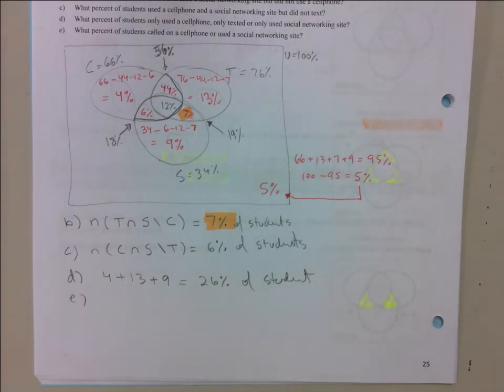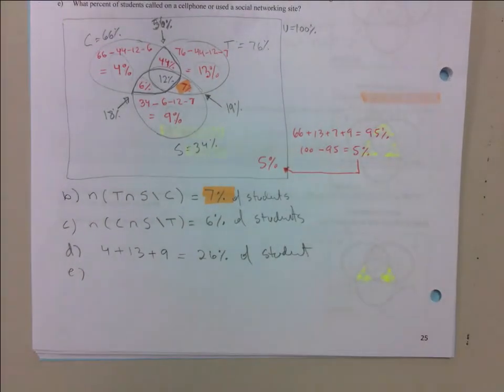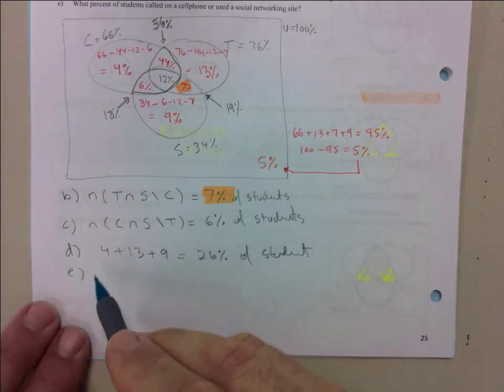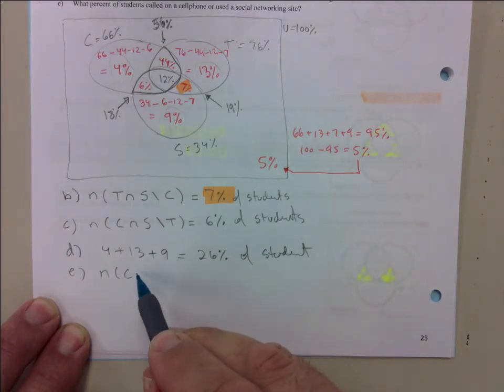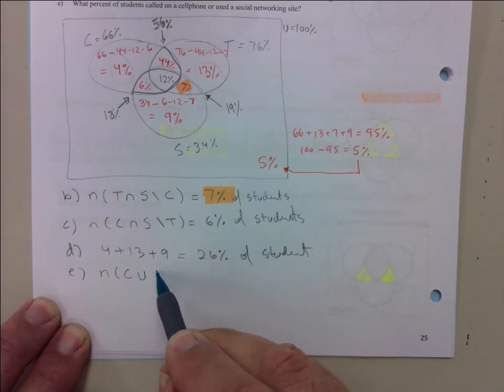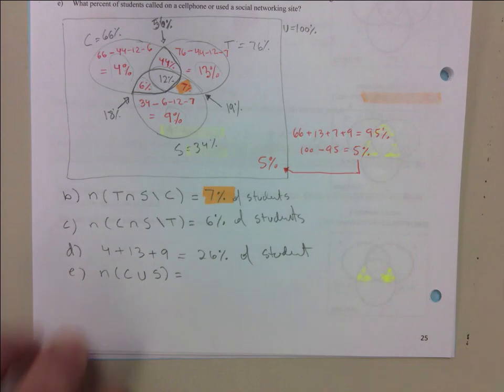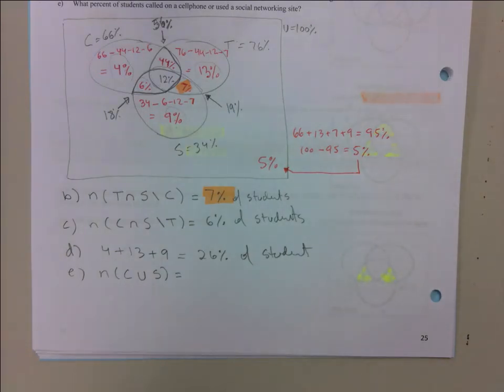E. What percent of students called on a cell phone or used a social networking site? Write this down. E. What would you say? What is it asking for notation-wise? It's using or, and it's only involving 2 sets, guys. It's very common, actually. Cell phone or social networking site. C union S. Just cause. That'll be the answer. Why is that the answer? Just cause.